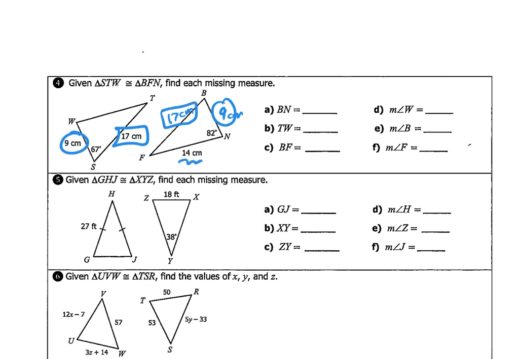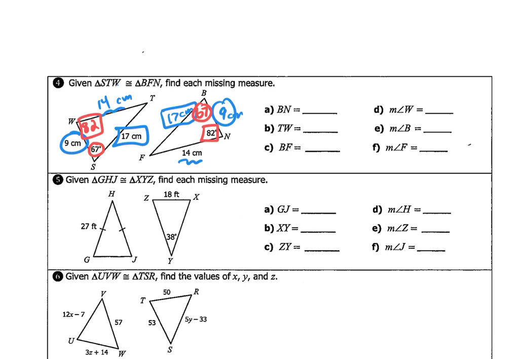And then here's another side I haven't matched yet. NF matches up with WT. So I could put that there. And so it's a way of matching up the sides. And with the angles, really same thing, right? Angle S here matches up with angle B. That would be 67 degrees there. N matches up with W, 82. Now, I don't know either T or F, but again, that's where we have to think, well, how could I possibly find either of those?